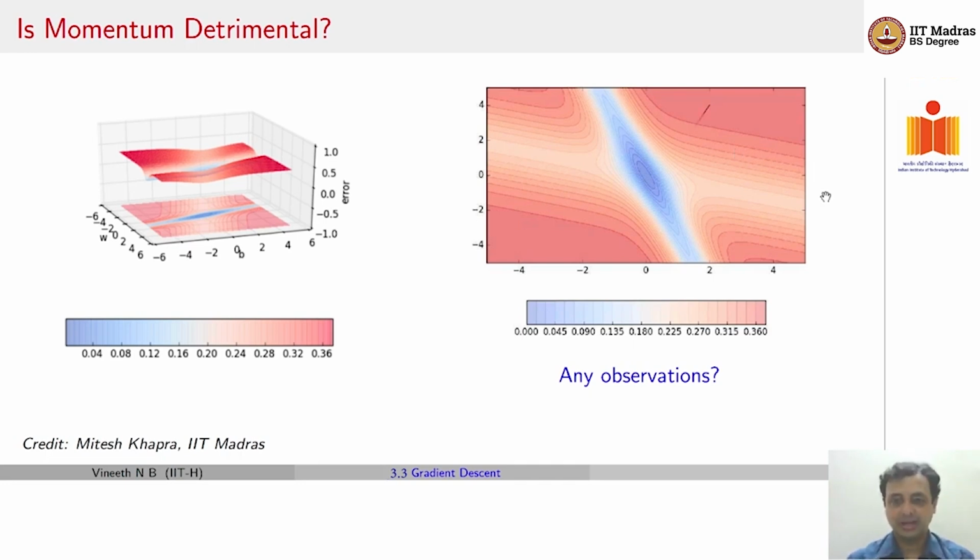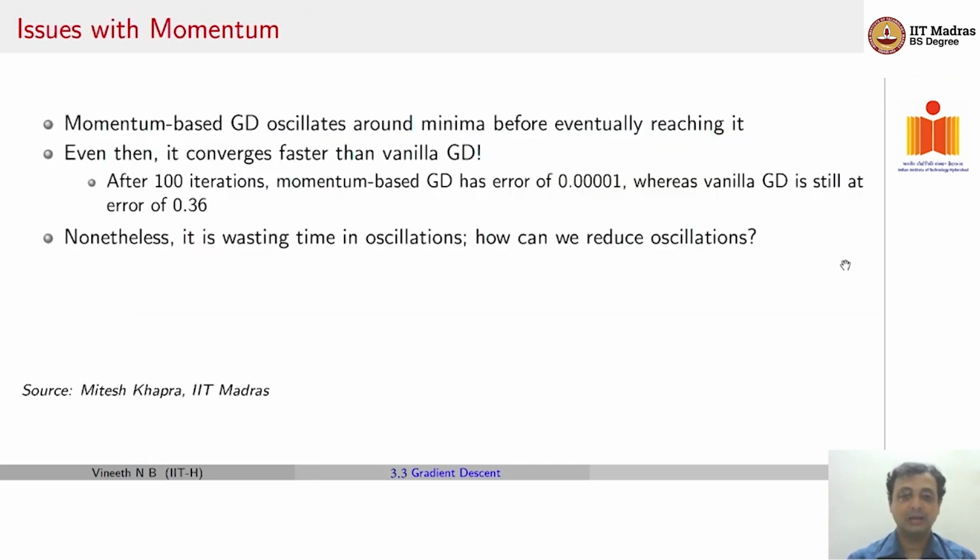You can see the red line again. It seems to be shooting forward, and it reaches the region of the minima, then keeps oscillating and finally gets to the minimum. Let's try to summarize that. Clearly, momentum-based gradient descent oscillates around your minimum before eventually reaching it. Even then, it converges much faster than vanilla GD.